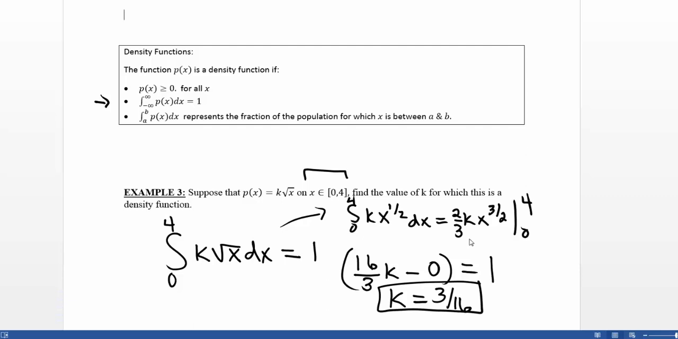So when you're asked to make sure something is a density function, these are the 2 things that should come to mind. The third bullet point under density functions is just another way of talking about how we are going to be calculating different characteristics. So we'll look at that third bullet point in the next example.